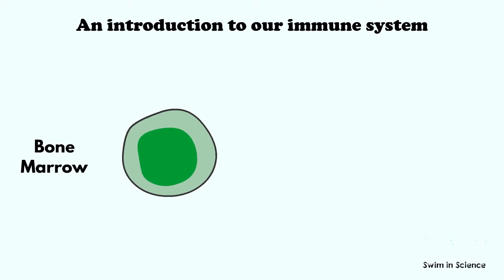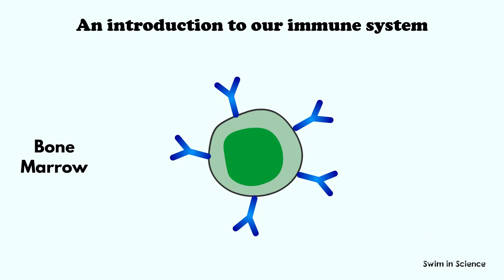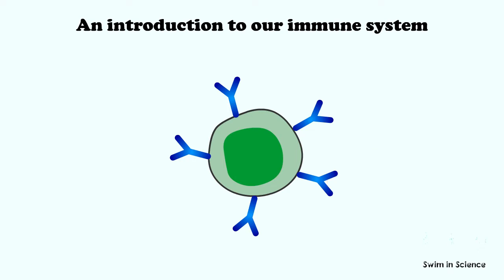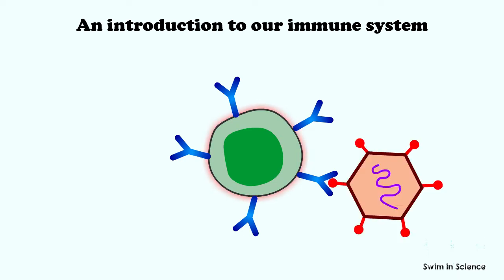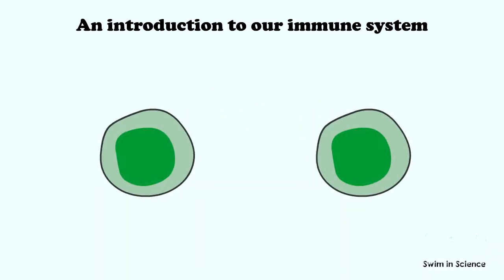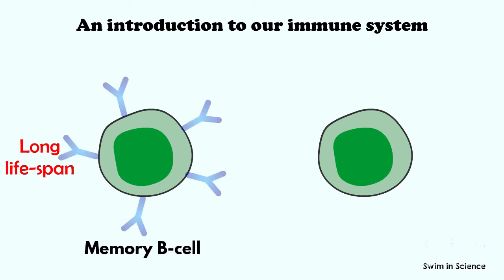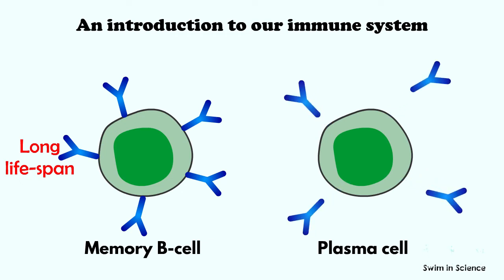When a B cell leaves the bone marrow, it expresses these antibodies, which are nothing but antigen binding receptors. That is, a B cell binds to an antigen through these antibodies. A B cell that has not encountered any antigen is known as a naive B cell. Once it encounters a specific antigen, it activates the B cell to multiply rapidly, forming two kinds of progeny, that is daughter cells. One is the memory B cell that has a long lifespan and expresses the same antibody as its parent B cell. The other progeny is the plasma cell that secretes enormous amounts of antibodies.